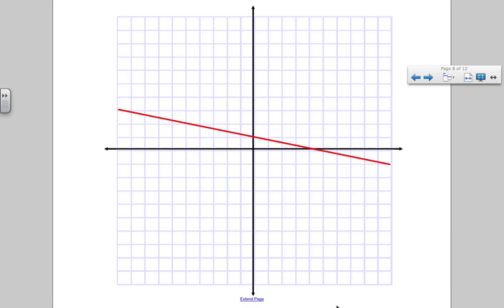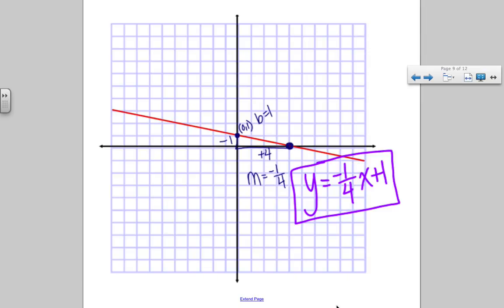Okay, now try this line. Again, I like to use slope-intercept form. I think it's the quickest and easiest way. So I found my y-intercept here, so it crosses the y-axis at 1. So my b value is 1. And then the slope, I go down 1 and to the right 4. So my rise over run is -1 divided by 4. So my slope is -1/4. So I have y equals -1/4 x plus 1. So there's my y-intercept and there's my slope.